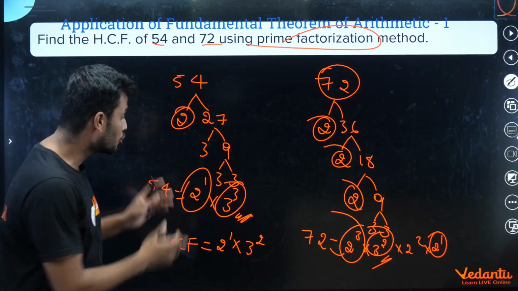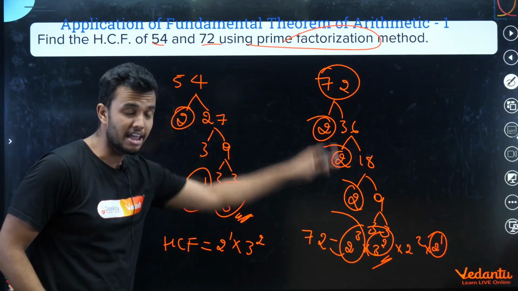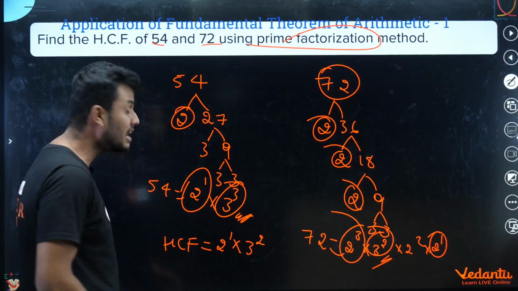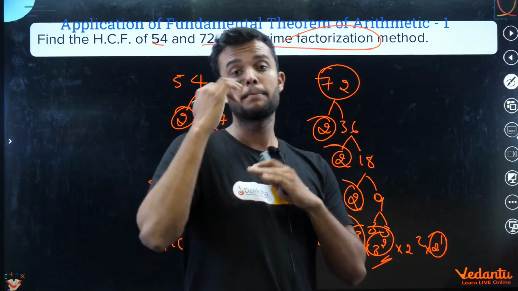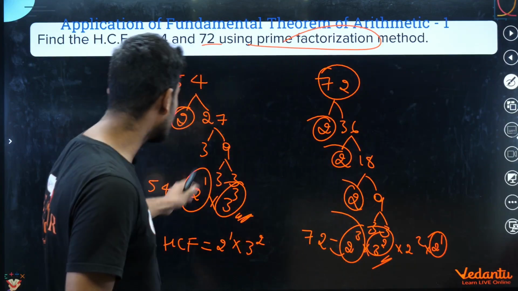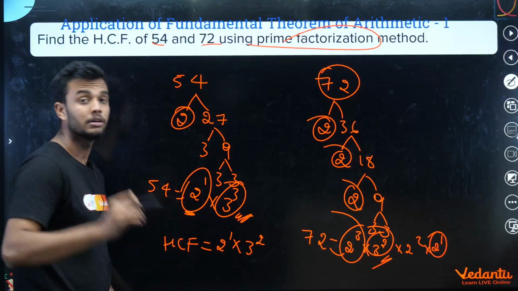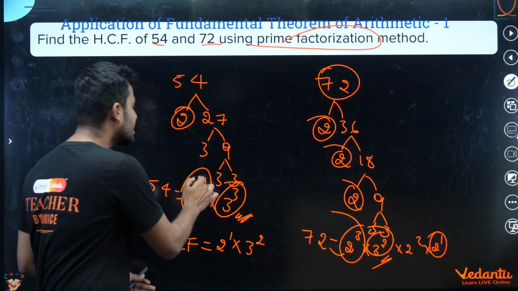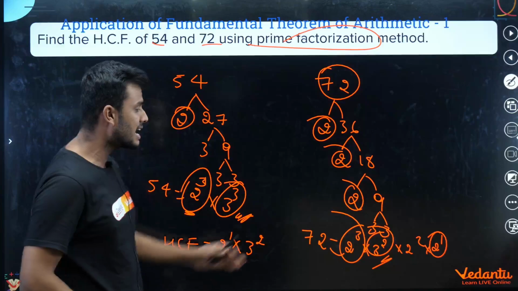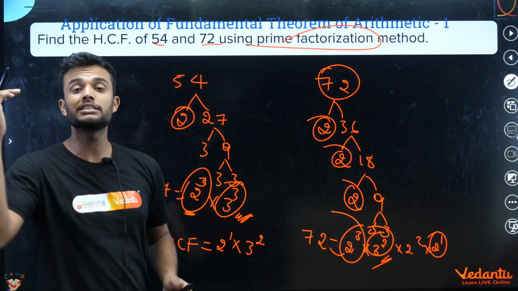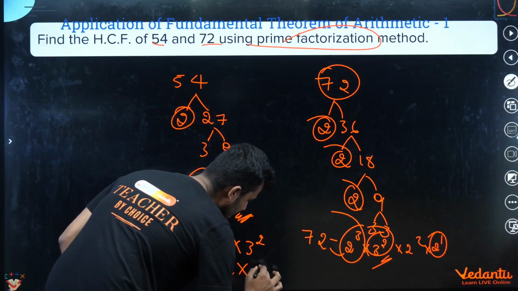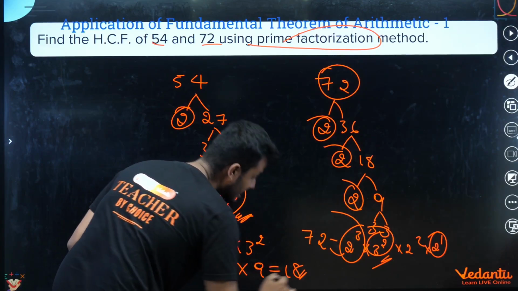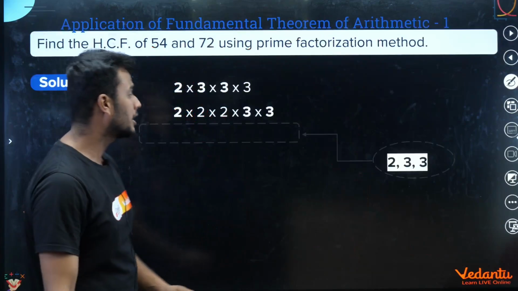I repeat once again how to find the HCF. First, we need to find the prime factorization, the prime tree. Then, we need to take the common primes present in the prime factorizations. Look here, we need to consider both. If instead of 2 power 1 it was 2 power 3 here and 2 power 2 there, we would consider 2 power 2. Finally, the answer becomes 2 power 1 into 3 power 2, that is 2 into 9. It becomes 18. 18 is the HCF of 54 and 72 by using this.